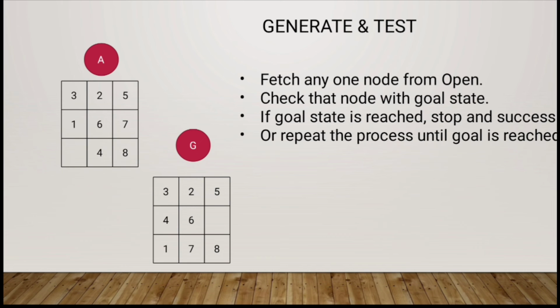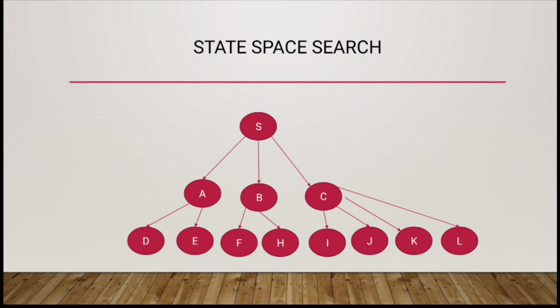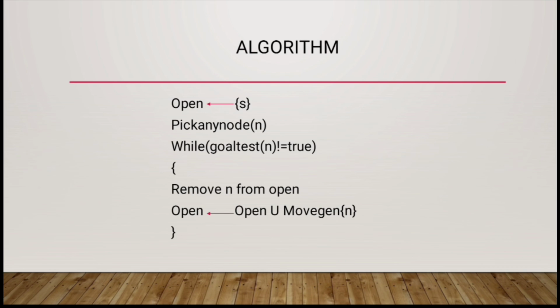So this is the first algorithm that I am going to implement. Like this, my nodes will keep going on. You can see in this diagram, from S I travel to A, B, C. If I choose A, I can go to D or E. If I choose B, I can go to F or H. If I choose C, I have 4 options. This way, it will continue until I reach the goal state. So my algorithm is devised like this.